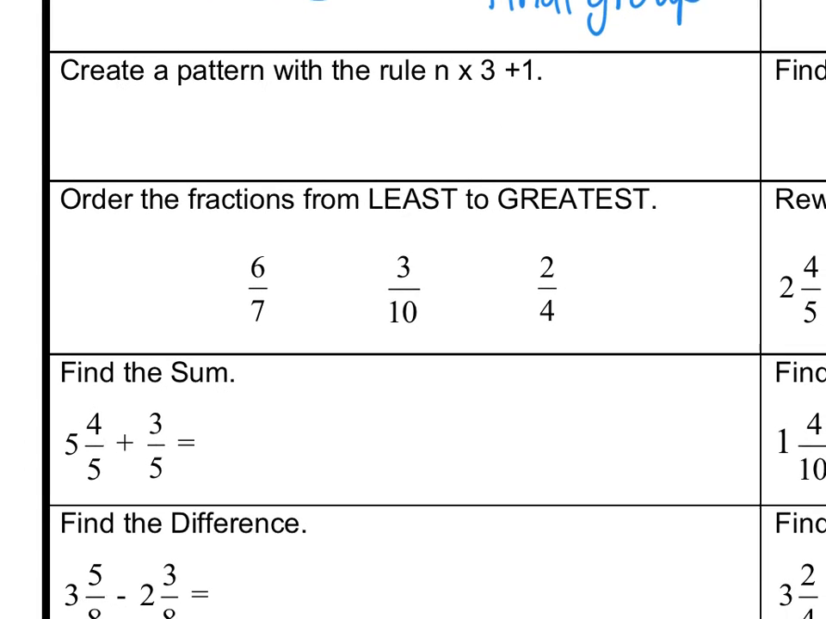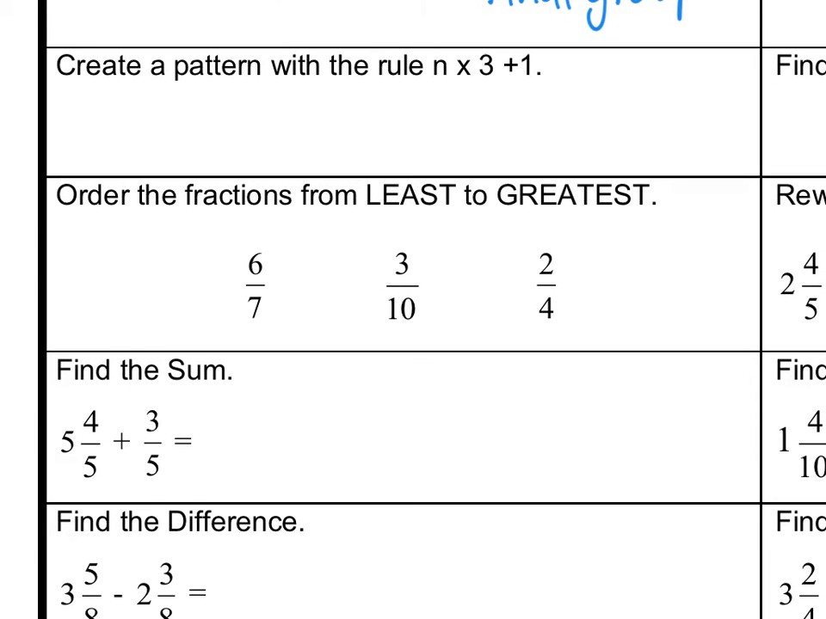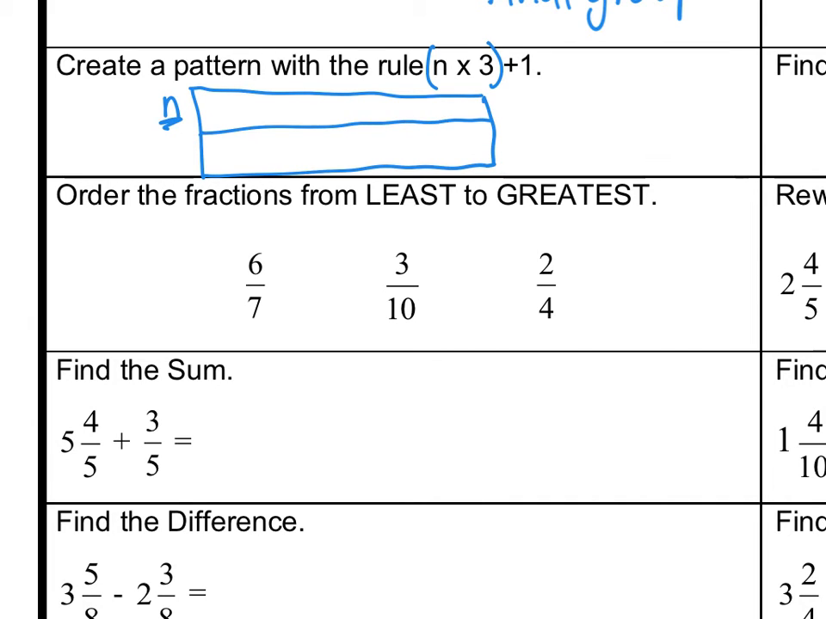All right, create a pattern with the rule n times 3 plus 1. So we'll do a little table. In the top row, we'll do whatever our number, that's why I'm calling it n, is, and we can start anywhere we want to. I generally start with 1. So let me split this up. And when I do a pattern, I like to do 5.